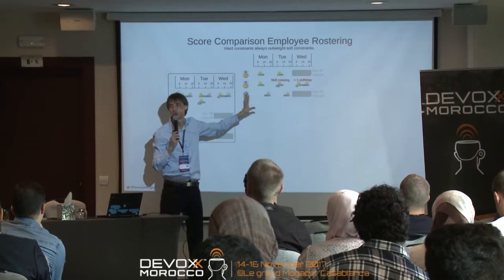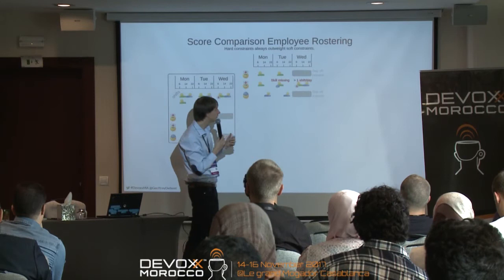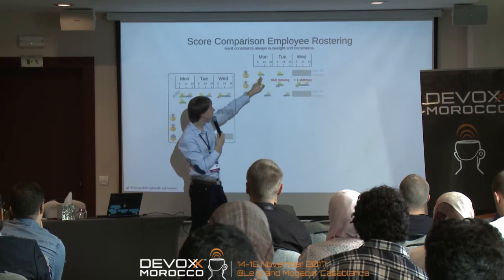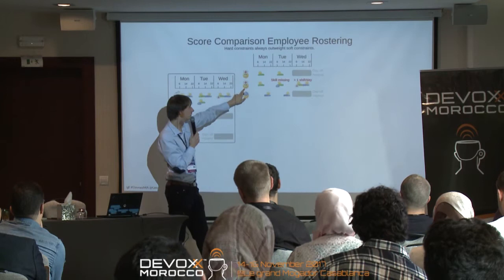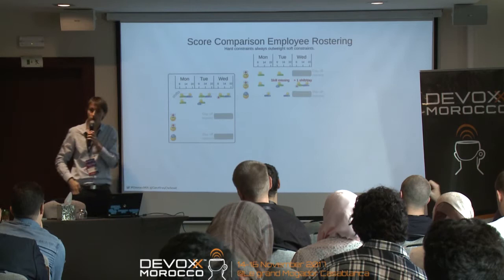You might not think of them as solutions, but just as a possible combination. Here's one: we assigned these two shifts to nurse one and so forth. You can see we are breaking a number of hard constraints here. We have a shift that needs an engineer, and we're assigning it to a nurse. And here we have two shifts on the same day for this nurse. Both of them are hard constraints, so those are red.